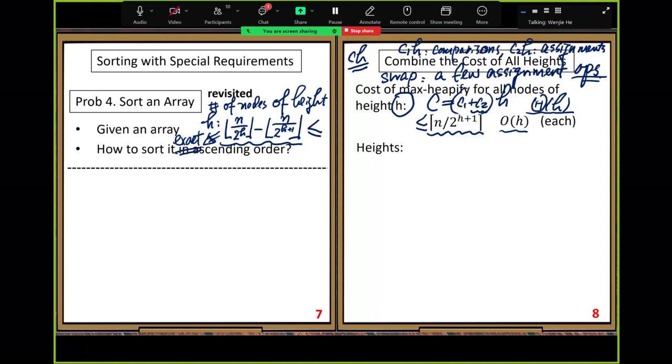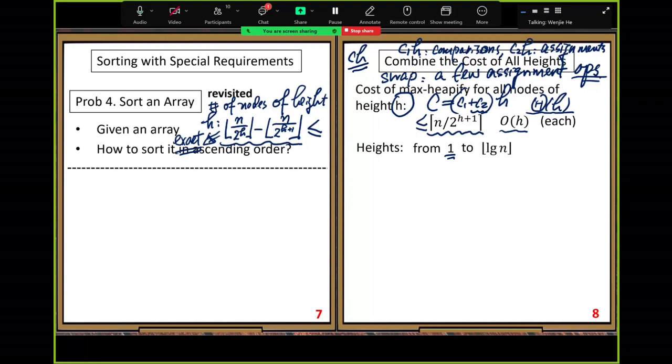All right. The heights go from 1 to floor of log base 2 of n. Definitely from 1, because for the leaf nodes, we do not need to do anything. Leaf nodes are already at the bottom. So it's impossible for there to be any dirty leaf node, right? The leaf node cannot be dirty, because it has no child node.